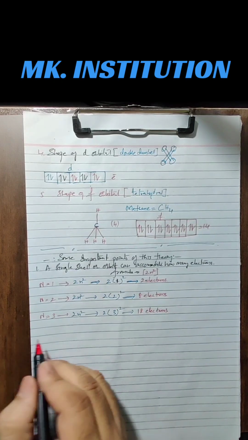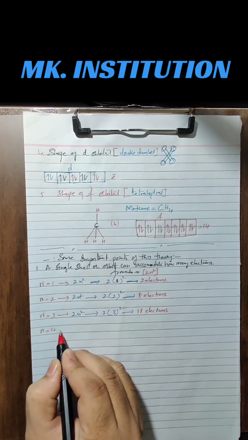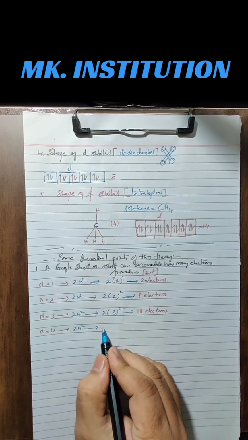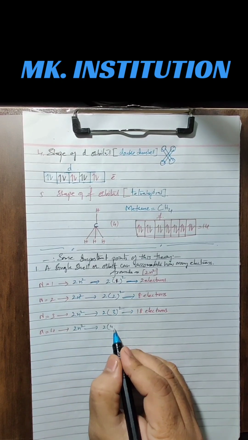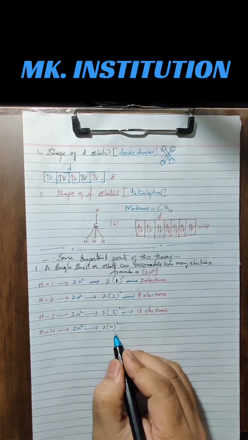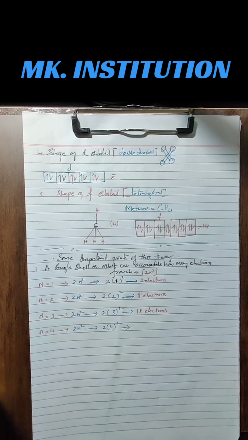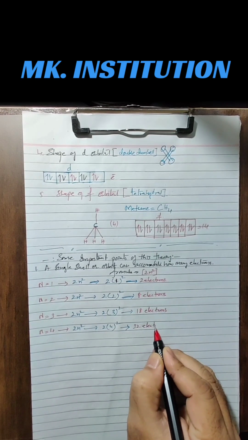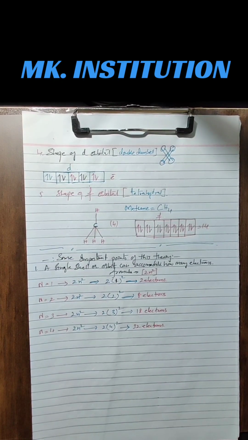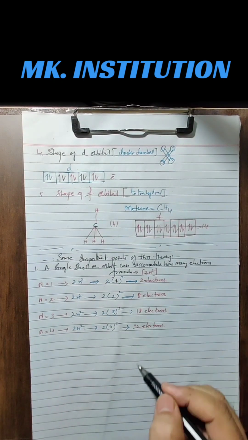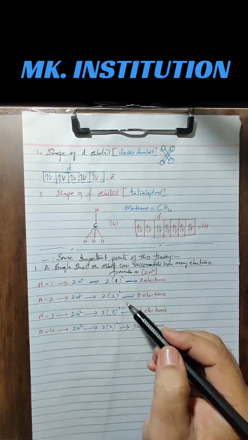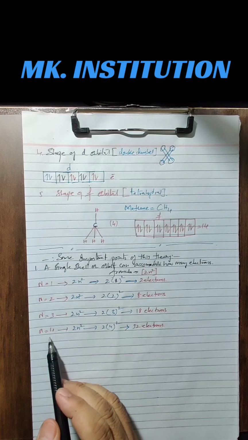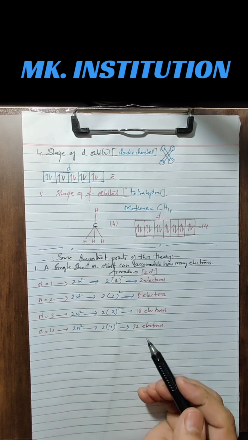Now n equal to 4, the fourth orbit. Same formula, 2n square. 2 into 4 square. 4 fours are 16, 16 twos are 32. 32 electrons can be accommodated here. Like this we can work it out. This is a small formula, 2n square. With it we can know how many electrons there will be in the first, second, third and fourth orbit.